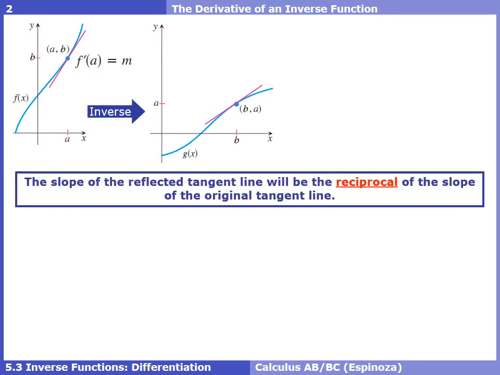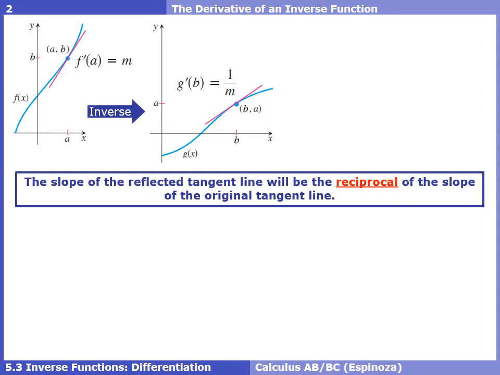To relate that to the derivative of our inverse function at point B, you're going to have to recall that the slope of a reflected tangent line will be the reciprocal of the slope of the original tangent line. That is to say, if we wanted to find the derivative of g at point B, that would just be 1 over m. So as a quick example, if I told you the derivative at point A was equal to 3, then that would mean the derivative for the inverse function g at point B would be 1 over 3. So it's really that simple.